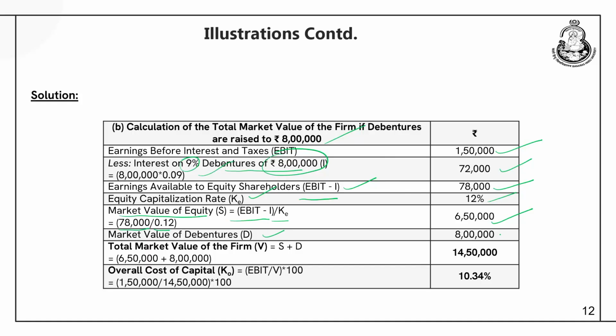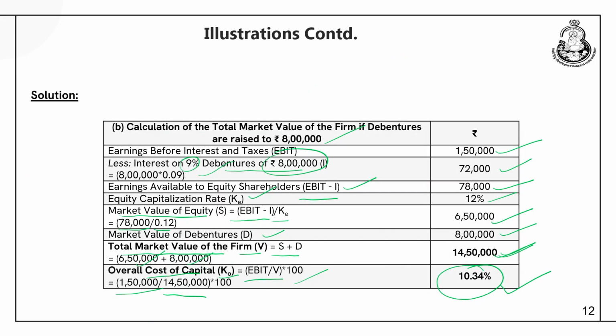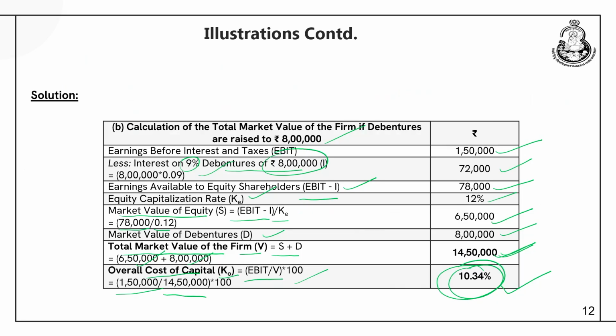Market value of debentures is already given as 8 lakhs. So, you can calculate the total market value of the firm, that is V, which is a combination of S and D. You add 6,50,000 and 8 lakhs, this comes out to be 14,50,000. And the overall cost of capital, that is KO, can be calculated as EBIT divided by V, which is 1,50,000 divided by 14,50,000, this comes out to be 10.34%. So, you see initially the value of the firm was 13,75,000, it rose to 14,50,000 with the increase in debt. The overall cost of capital was 10.91% and it decreased to 10.34% with the increase in debt.